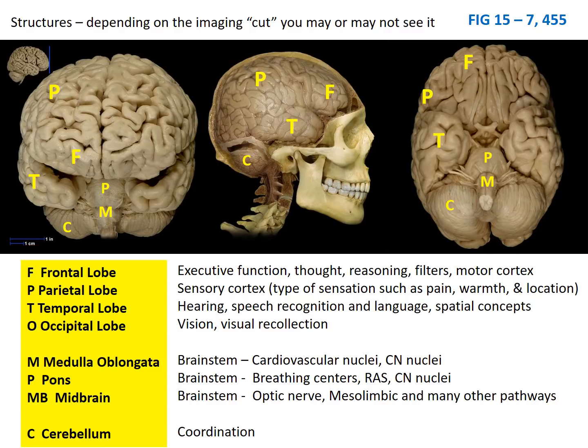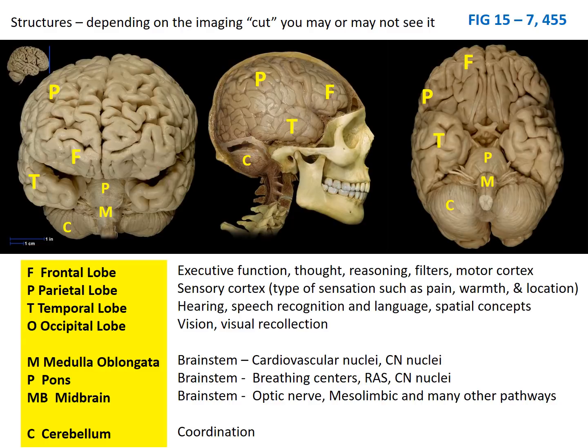When we look at CT scans and MRIs, depending on what type of image you're getting or what type of cut you're getting, you may or may not see all these various structures, particularly the lobes of the cerebral cortex. So the top of the brain, called the cerebral cortex, is divided into 2 hemispheres, and within each hemisphere are 4 lobes: the frontal lobe, parietal lobe, temporal lobe, and occipital lobe. And you can see what each of those lobes are responsible for in terms of function.